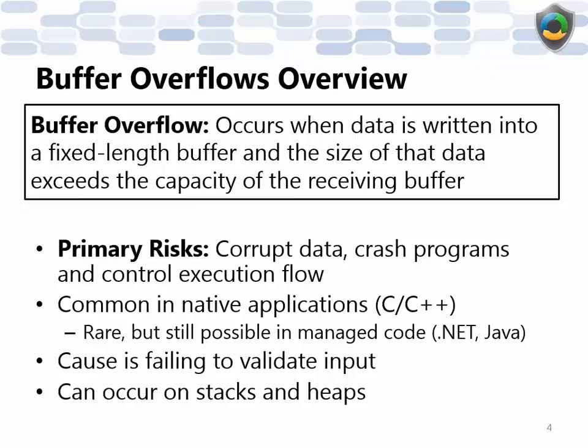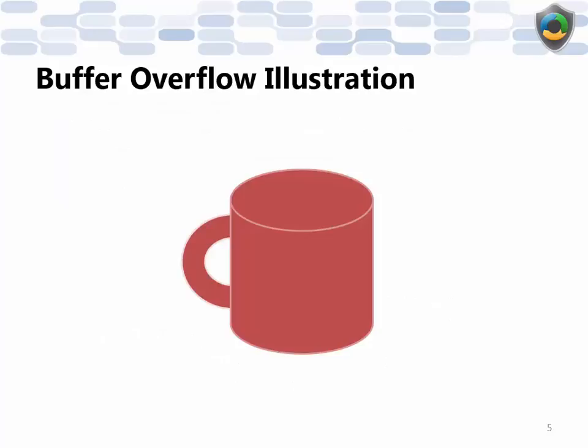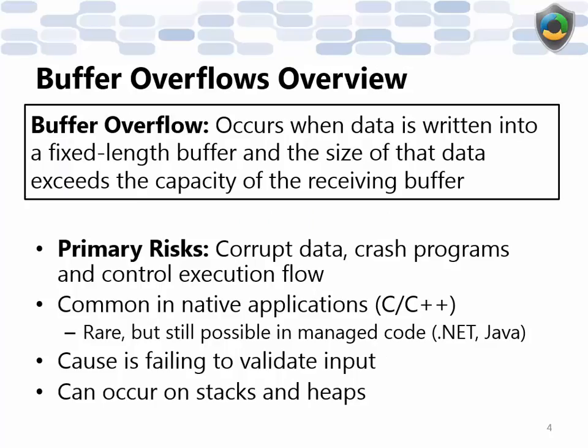So as we start up, as far as a little bit of an overview, and you've heard this before, I'm just going to read it directly from the slide here. A buffer overflow occurs when data is written into a fixed length buffer and the size of that data exceeds the capacity of the receiving buffer. So in other words, you're trying to copy A into B, and A is bigger than the area that you have to hold B.